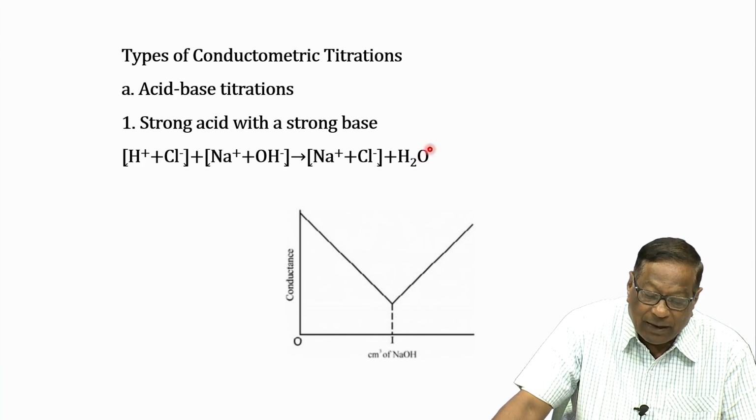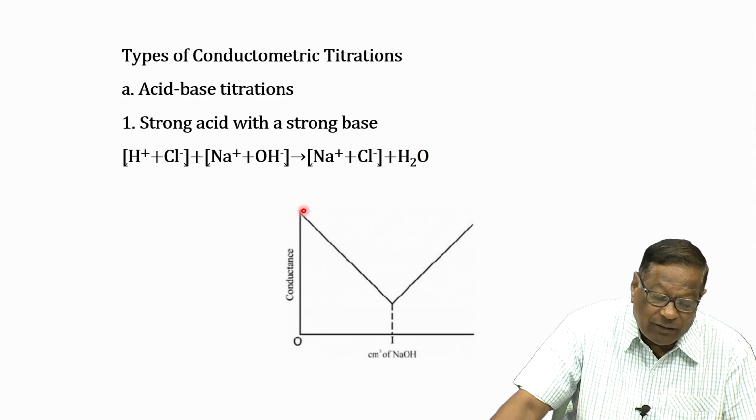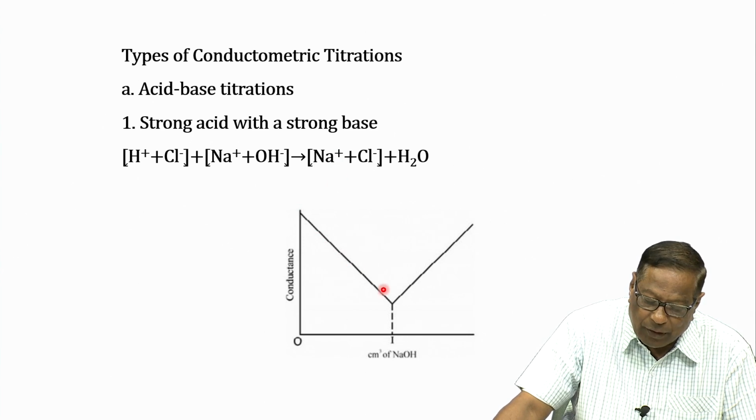After the water is formed, the conductivity of water is very less compared to Na plus and Cl minus. H plus and OH minus ions are being removed. H plus is approximately 349, OH minus is 198, and sodium and chloride are approximately 60s, maybe 50, 55, etc. Water is almost nil, 10 raised to minus 14. So, initially as you add NaOH, only sodium and chloride ions will form, so the conductivity will keep on coming down.